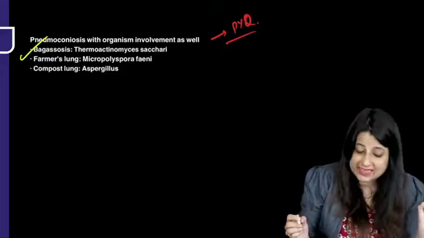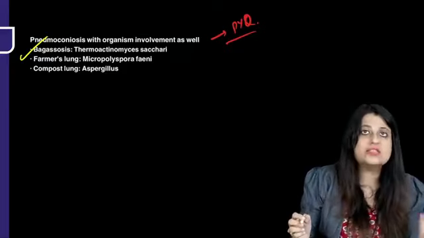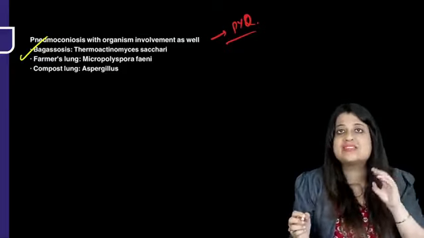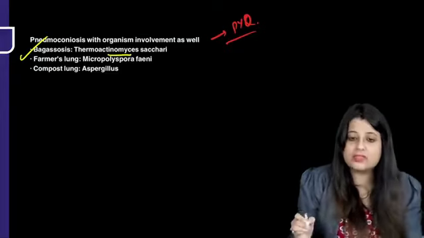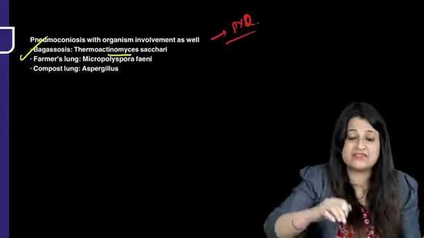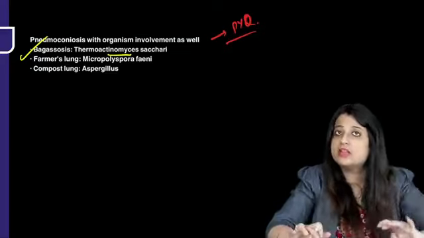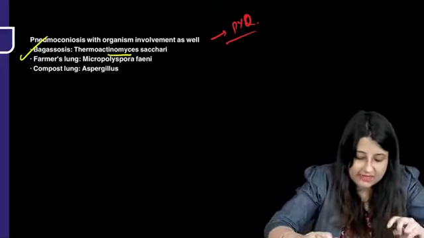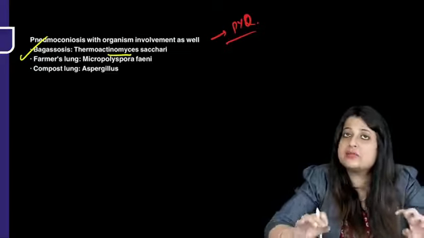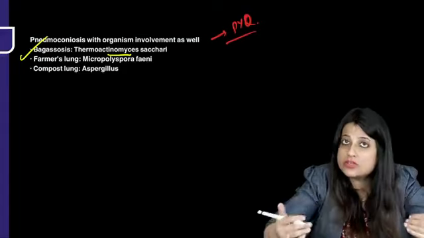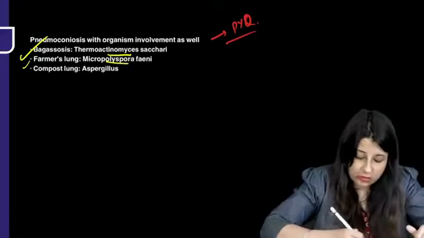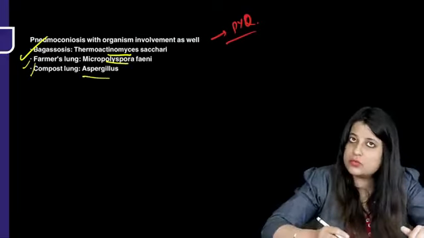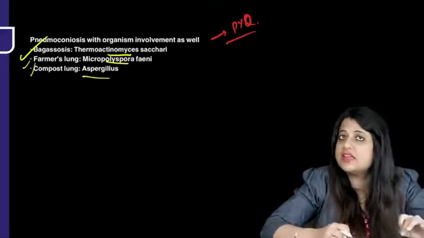Sugarcane, G for bagasosis. What happens? Sugarcane gets infested with which organism? Thermoactinomyces saccharini. Very, very important. In farmer's lung, what is the organism? It is moldy grain dust, but which organism is infecting it? Micropolyspora faeni. And compost lung is Aspergillus. Please remember this, it is very, very important.